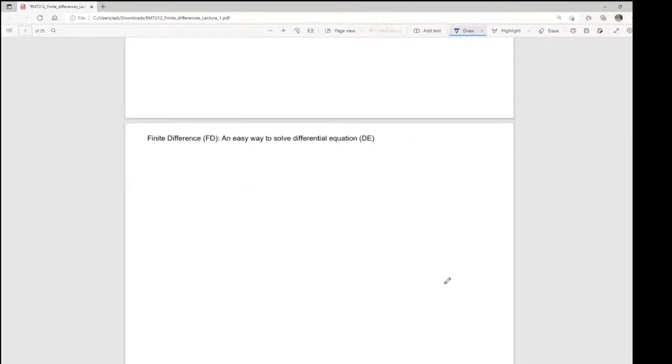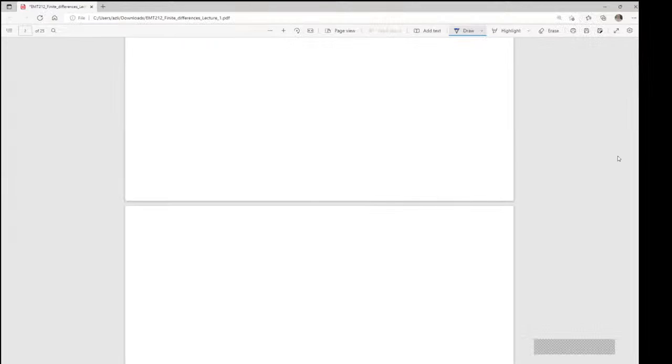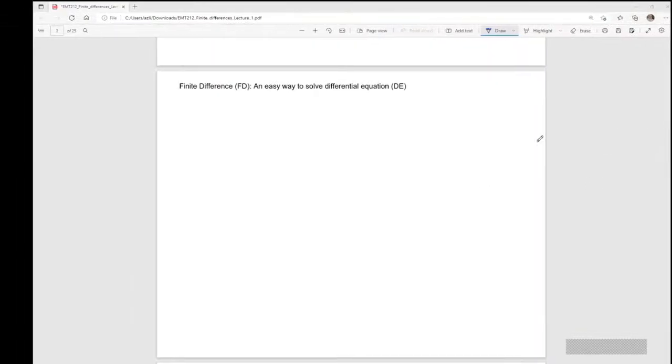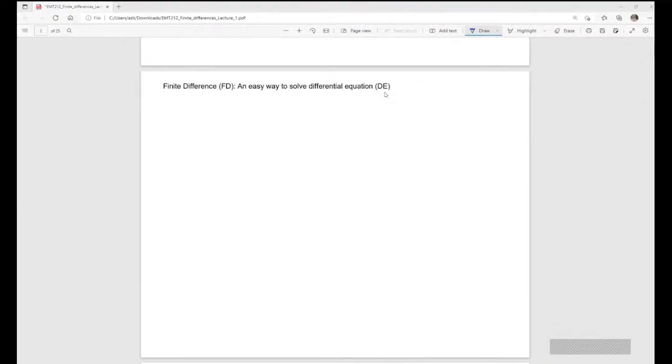Okay, now let's start. So today we are going to learn about finite difference, how to solve differential equations. And you see, most of the physical problems are described in terms of differential equations. For example, F is equal to MA is actually a differential equation.